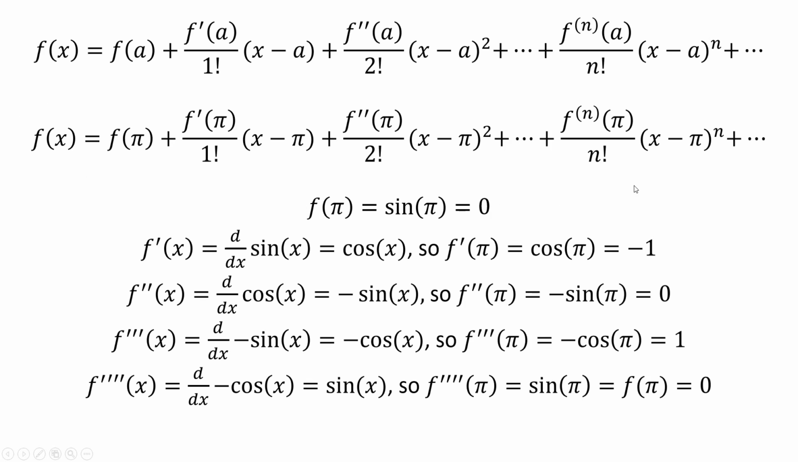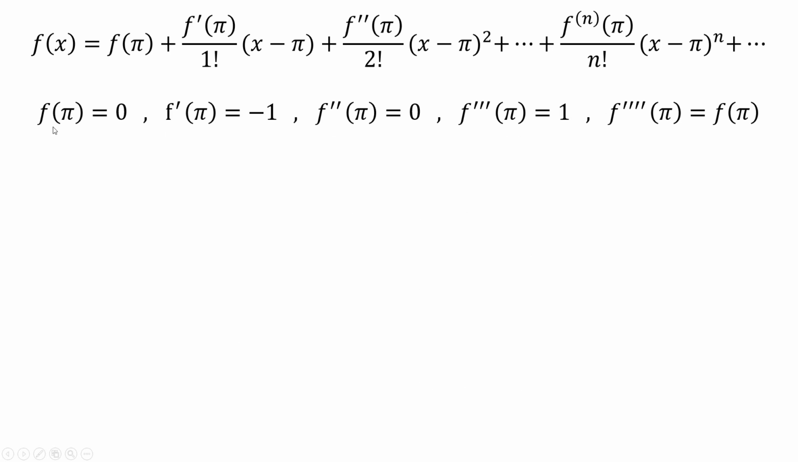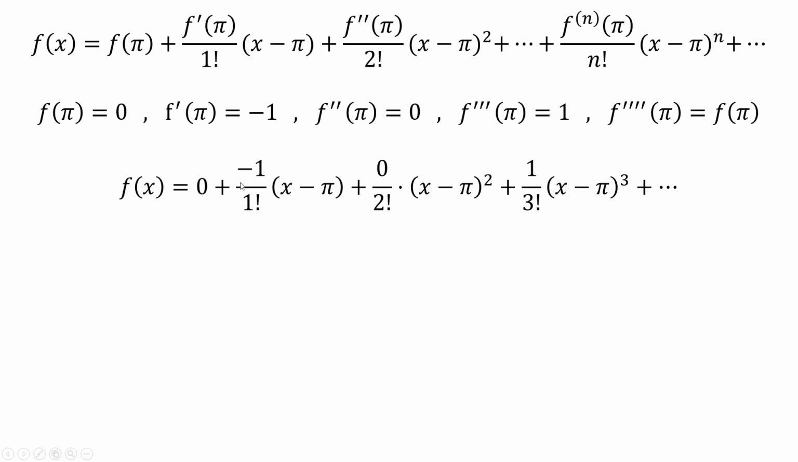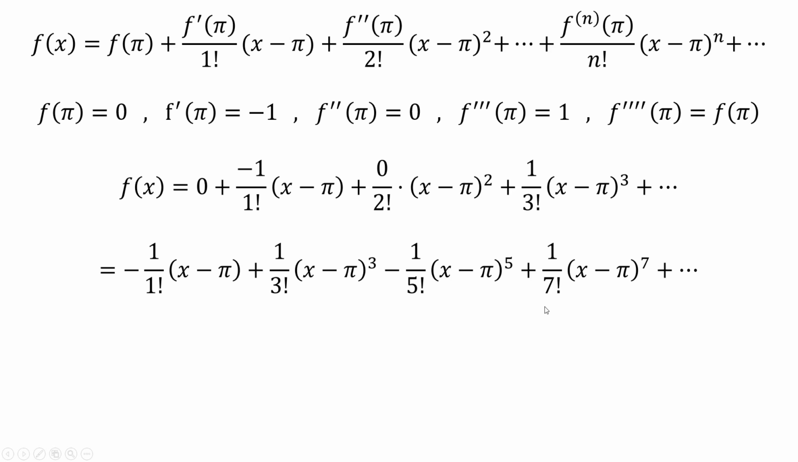We've copied down this expression here in the expansion centered around pi, and we've copied down the values for the derivatives of f. So now all we need to do is plug in these values of f of pi, f dash of pi, etc. So f of pi is 0, f dash of pi is minus 1, f double dash of pi is 0, f triple dash of pi is 1, and so on and so forth.